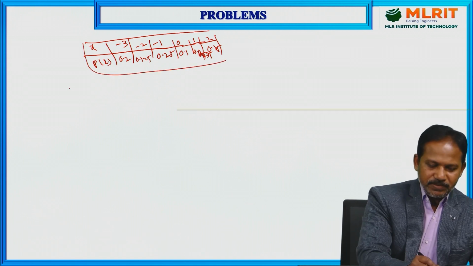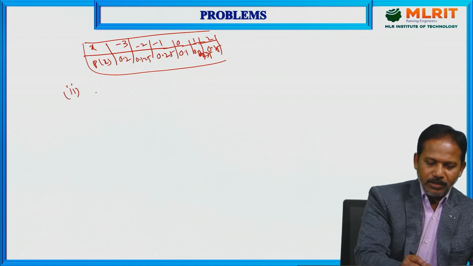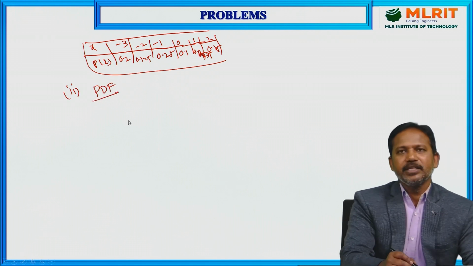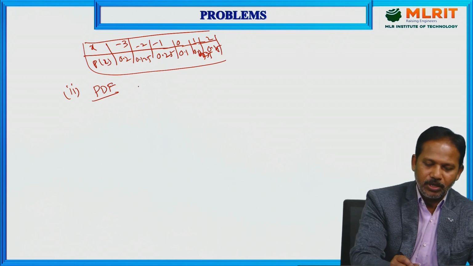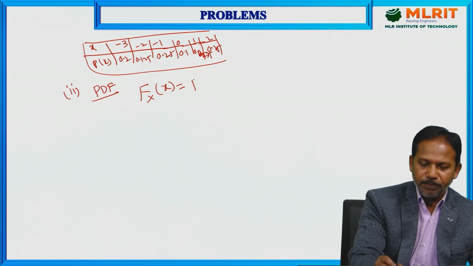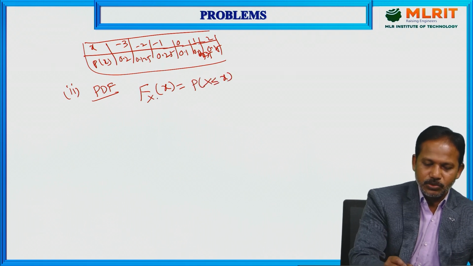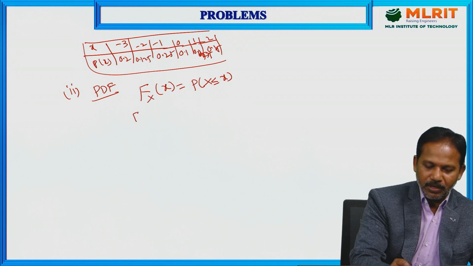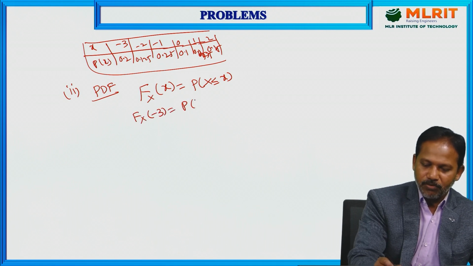Now, what is my second bit? I need to find the probability distribution function. We already know how to find it: the probability distribution function is equal to P of X less than or equal to x. So now I need to find Fx of minus 3, that is P of X less than or equal to minus 3.